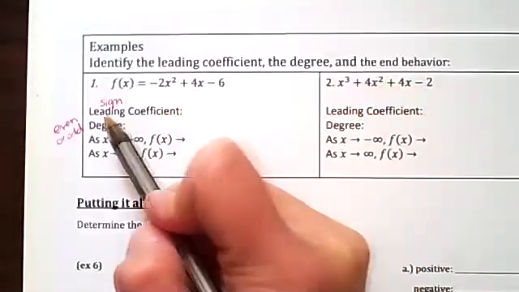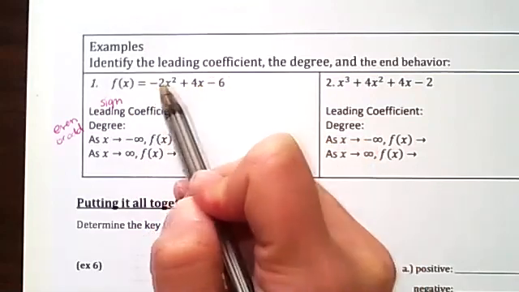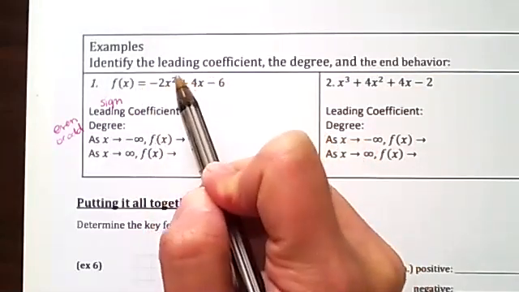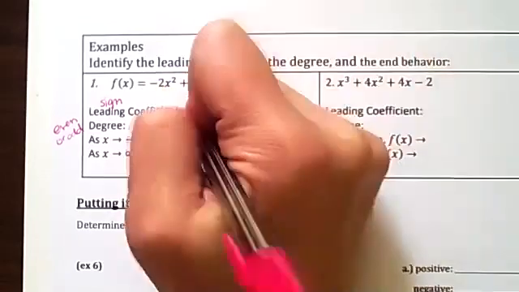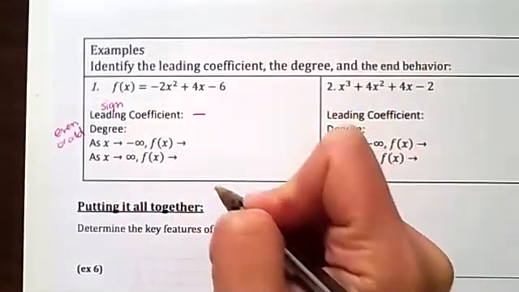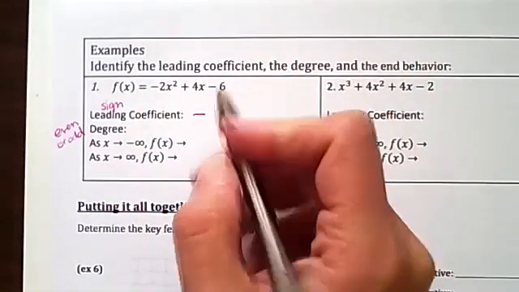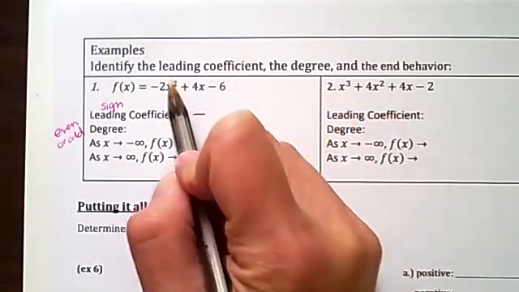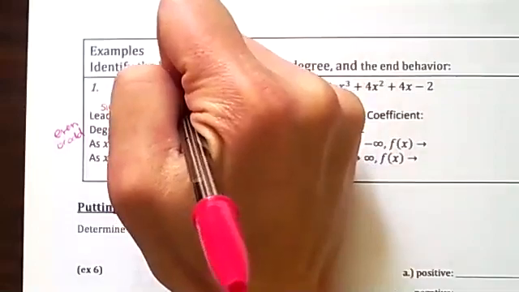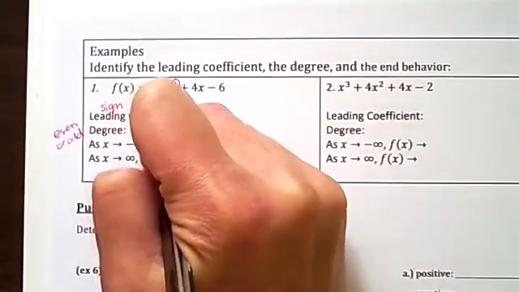So the sign of the leading coefficient here, this is the leading coefficient, right? This is in standard form. Remember, standard form goes highest degree to lowest degree. So this is a negative leading coefficient. So you can just put a negative sign. You don't have to actually write that it's negative too. And then the degree, remember the degree is the highest exponent. The highest exponent here is 2. 2 is an even number. So we would say it's an even degree.